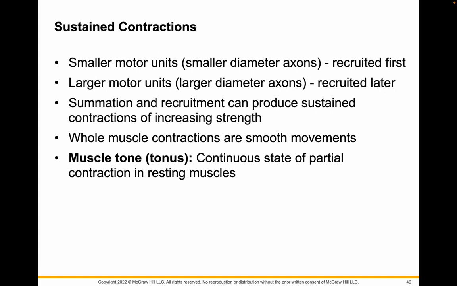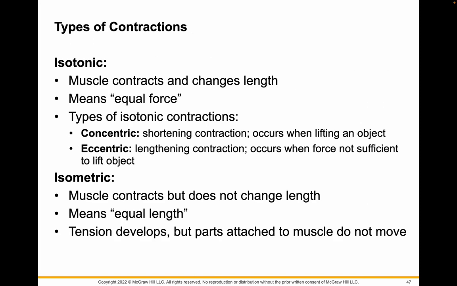So the smaller motor units usually recruit first, and then the larger motor units are recruited later, and the summation and recruitment produce these sustained contractions. Muscle tone is a continuous state of partial contraction, and so that's when you see somebody whose muscles are at rest, but they're in a continuous state of partial contraction.